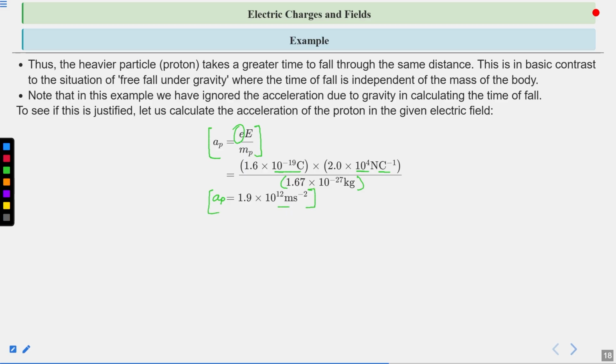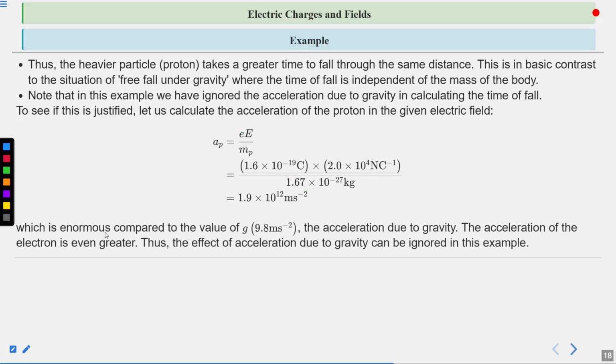So calculate this, and you will get ap equal to 1.9 × 10^12 meter per second squared, which is enormous compared to the value of g, that is 9.8 meter per second squared, the acceleration due to gravity. The acceleration of the electron is even greater. Thus, the effect of acceleration due to gravity can be ignored in this example.